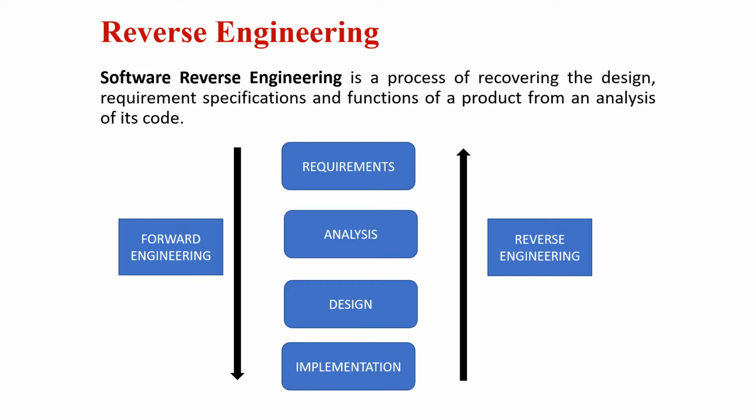So there is a difference between forward and reverse engineering. First we will see what forward engineering is. In this figure we can see forward engineering starts with the requirement specifications. After the requirement specifications, there will be analysis, then the designing part, and in the last there will be the implementation of the code. But in reverse engineering, the same processes are done, but in the reverse order. So what do we have? We have the code. From the code, we have to recover the design and the requirements and functions of the product from analysis of this code.